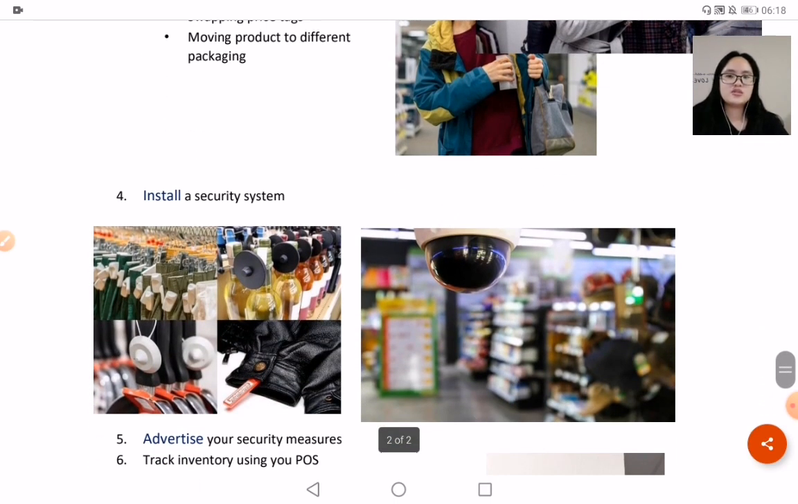Next is to install a security system, like a security tag, as in the first picture, or even CCTV. A shop can also install a machine that beeps when a customer passes through without paying, so it gets attention and makes the staff aware that the customer is going out without paying for the item.